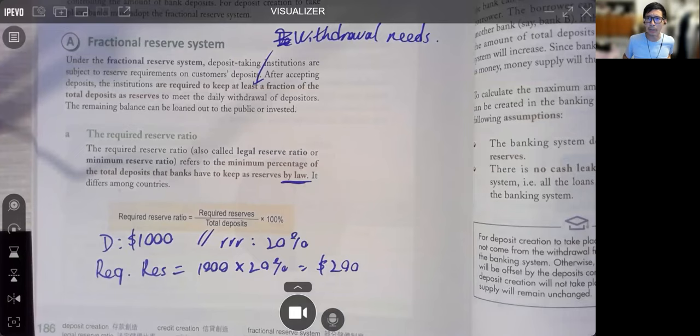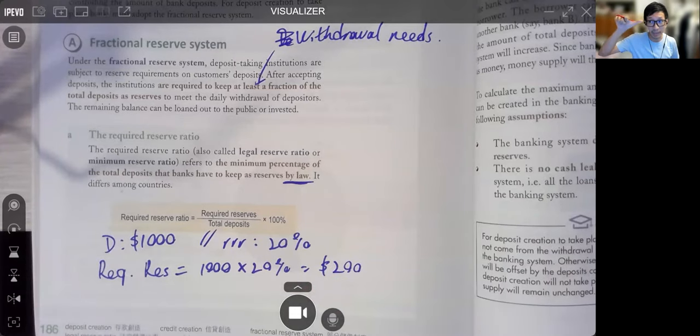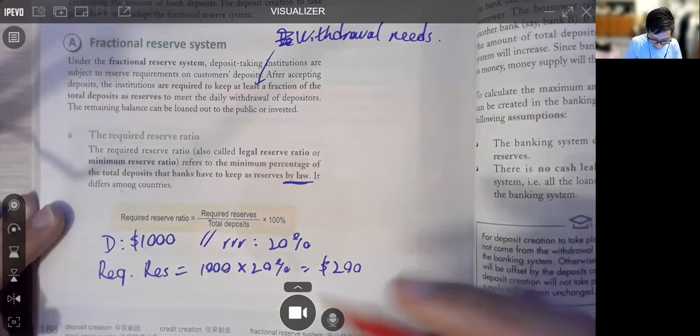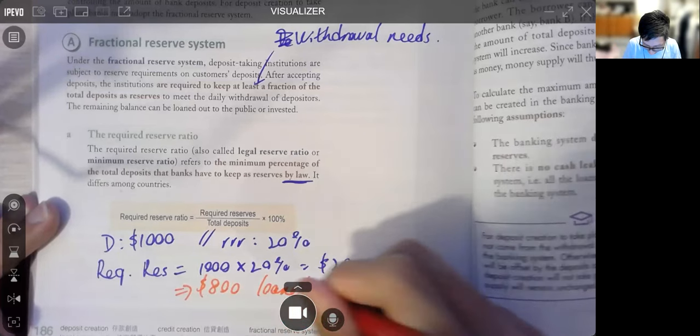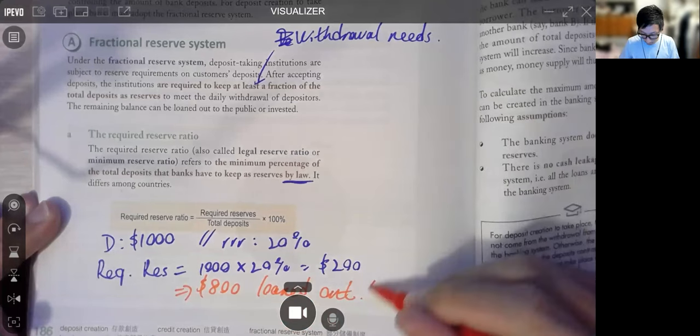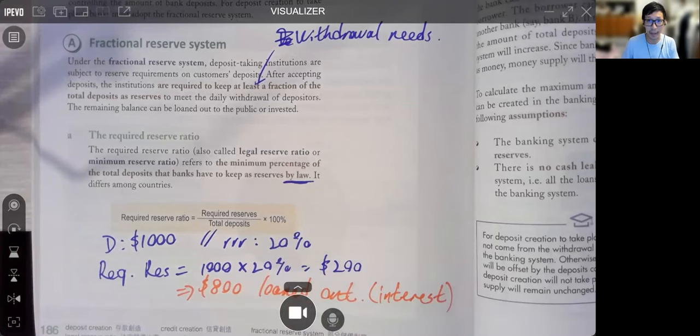You may ask, Sir, why do I keep 200 out of my 1,000, where did the other 800 go? Very good question, right? In fact, how do banks earn money, boys? Banks earn money by investment, and another important part by loaning money and getting interest income. So the remaining 800 would be loaned out, for interest, okay? So for banks, the lower the RRR, the better for banks, because they can loan out more money to get more interest income, okay?